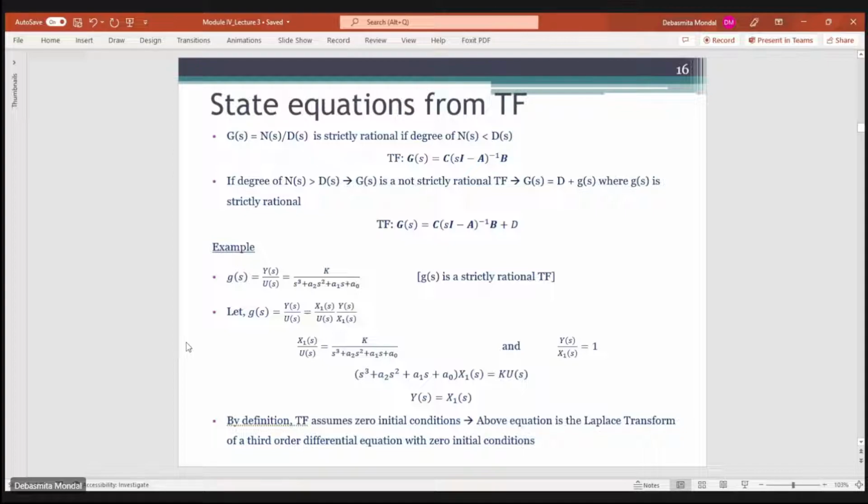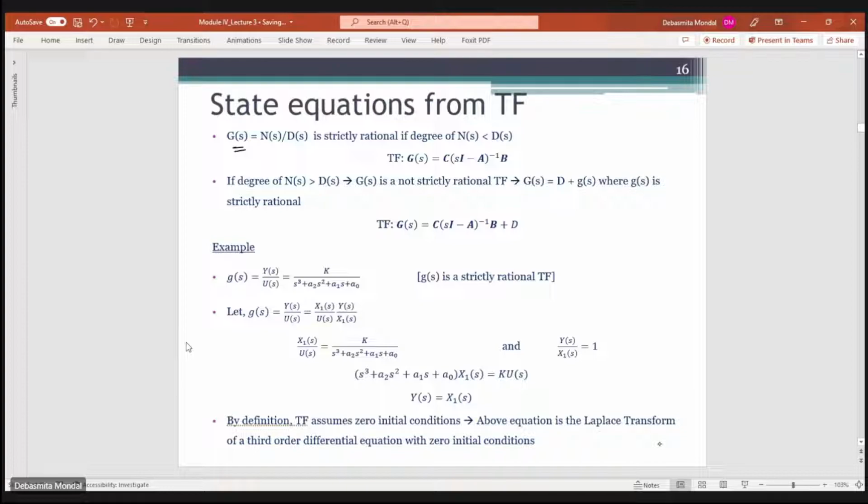So now can we do the reverse? Can we find the state equations if the transfer function of the system is given? For that, let's say you have been given the transfer function G(s), which is equal to N(s) by D(s). N is the numerator and D(s) is the denominator polynomial.